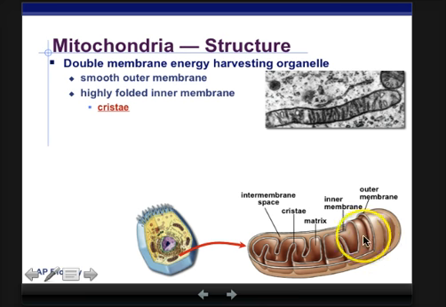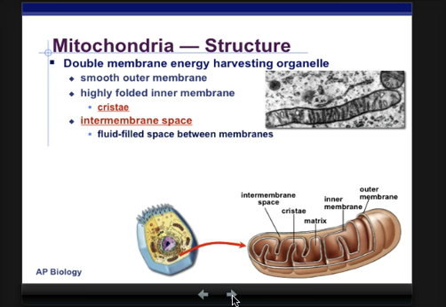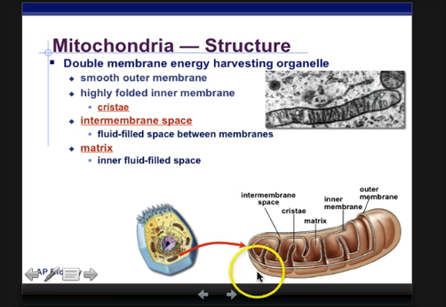And the reason it's got all these membranes is because reactions are taking place in the membrane. So by shoving a bunch of membrane into a small space, we can have a lot of chemical reactions happening in a small space. So the intermembrane space between the membranes is a fluid-filled space, and the matrix is the inner fluid-filled space in here.